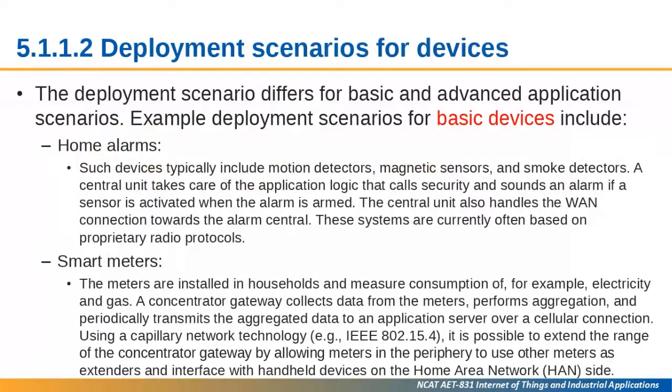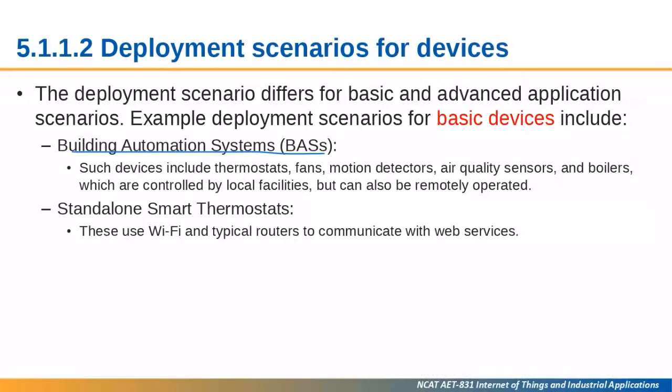Okay, so here are some scenarios for different types of devices. For basic devices, we have the home alarms. We have the smart meters. So I will leave this reading to you. We have the building automation system, and also the stand-alone smart thermostats.